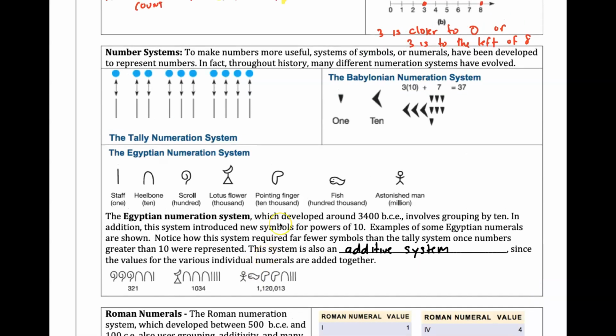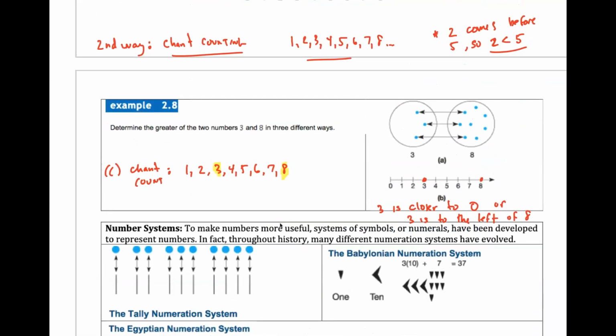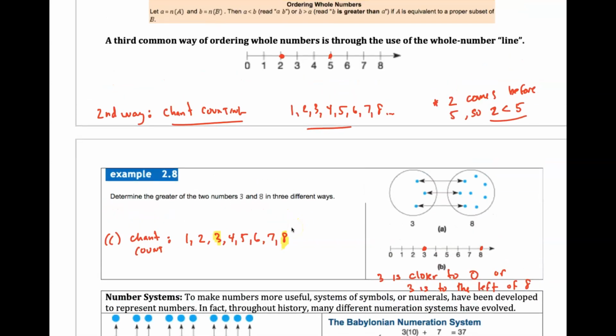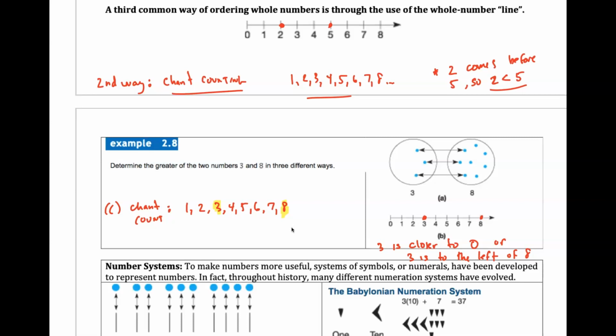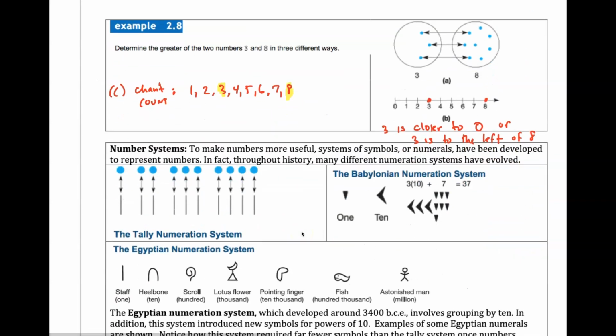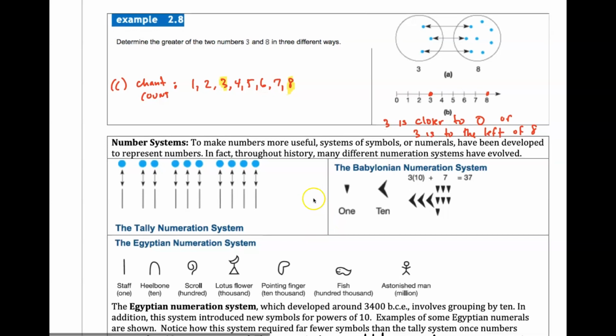Now that we have some sense of whole numbers, a set of numbers related to counting, and again, that's the foundation of elementary school mathematics, especially in the early grades. We now have these numeration systems or number systems. We have these symbols, numerals, that we use to describe quantities or have meaning in relationship to numbers.